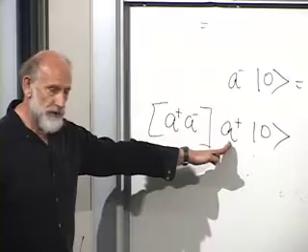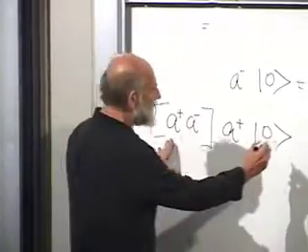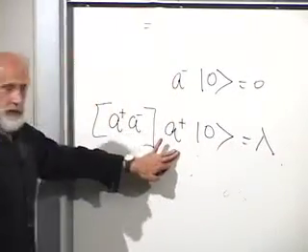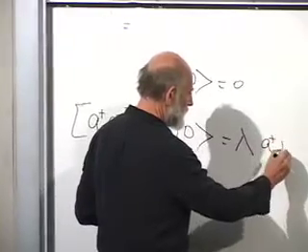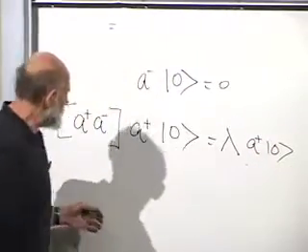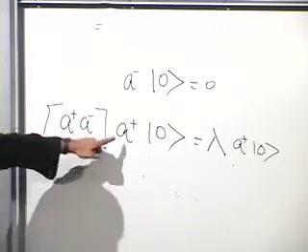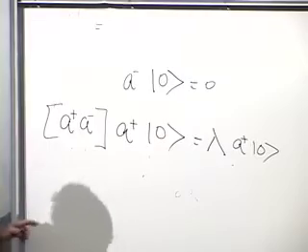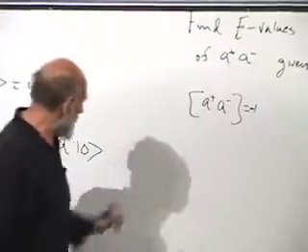If this object is an eigenvector of this operator, what does it mean? It means that this is equal to some number lambda times the original vector, which was A plus on 0. In other words, I'm asking the question, let's just take it as a question: is this an eigenvector of the energy? And if so, what energy, or what eigenvalue of A plus A minus?